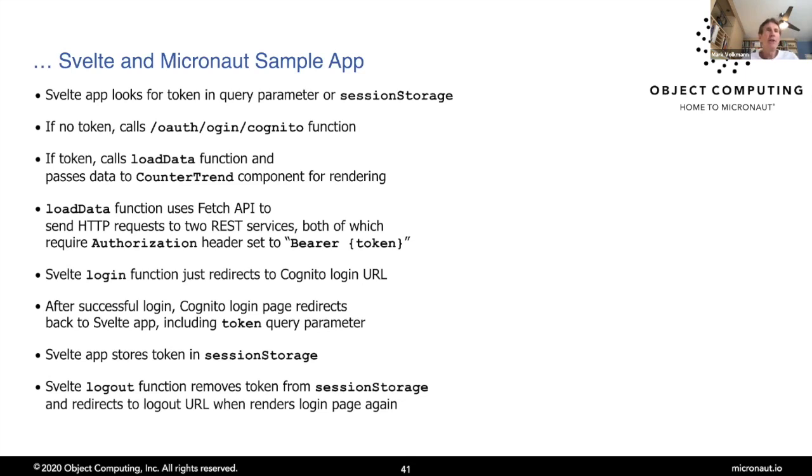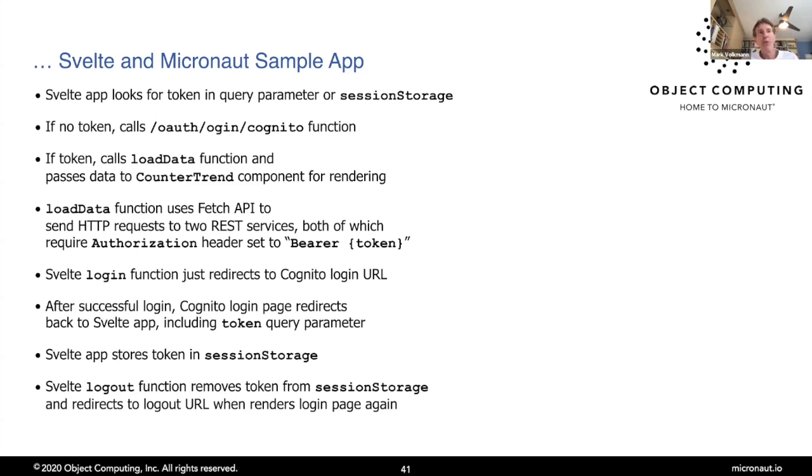That load data function uses the fetch API, similar to what I showed when I talked about Svelte stores, and makes an HTTP request to 2 different REST services, and both of those require an authorization header that has a bearer value. The Svelte login function just redirects to a URL for the Cognito login, and then that takes care of rendering a login form for us. After a successful login, that Cognito login page is going to redirect back to the Svelte app and include that token as a query parameter.